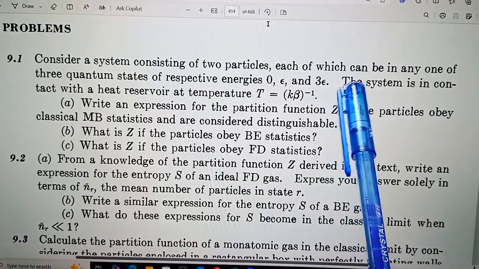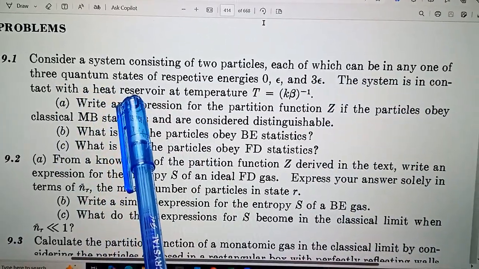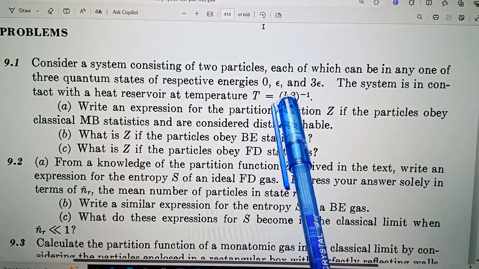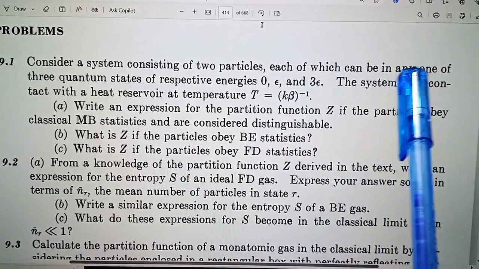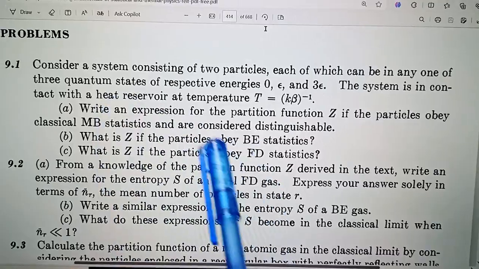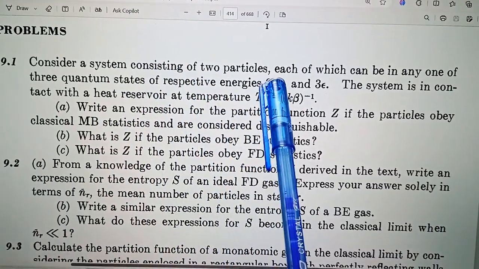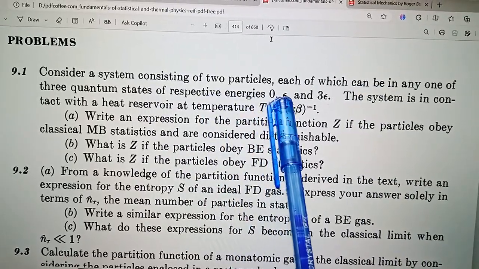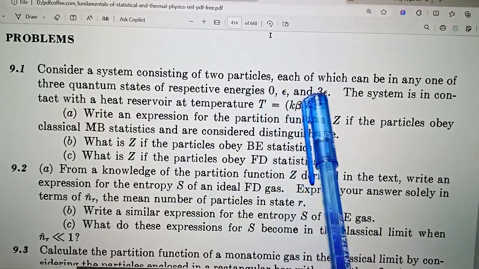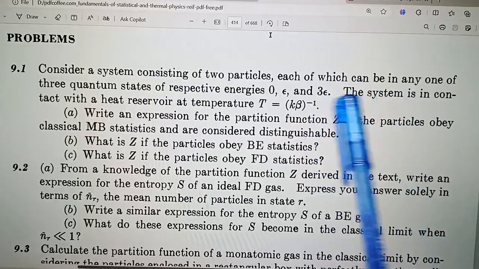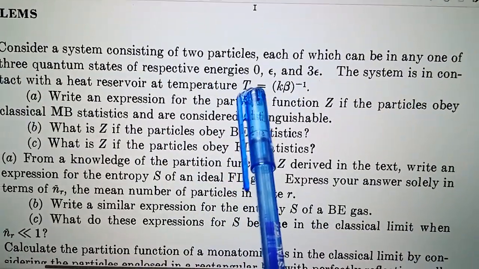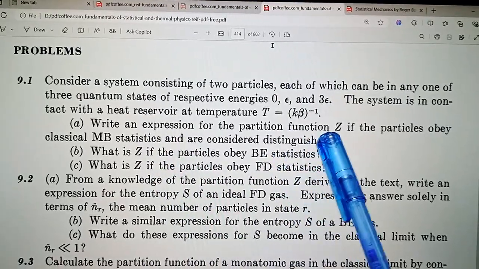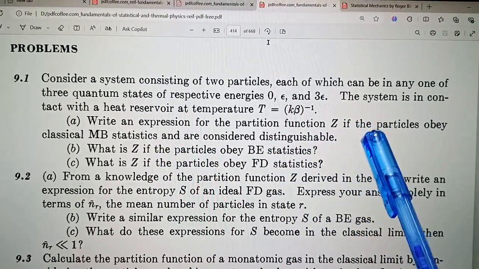Alright, the system is in contact with a heat reservoir at temperature capital T equals (k beta) whole inverse. So up to that point we can see that we have a system of two particles here, and we can see what possible energies they could have. These are the three kinds of energy, 0, E and 3E, and we can see here the expression for the temperature is also given.